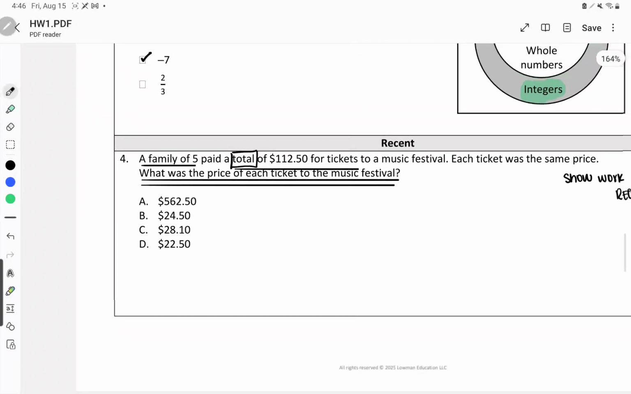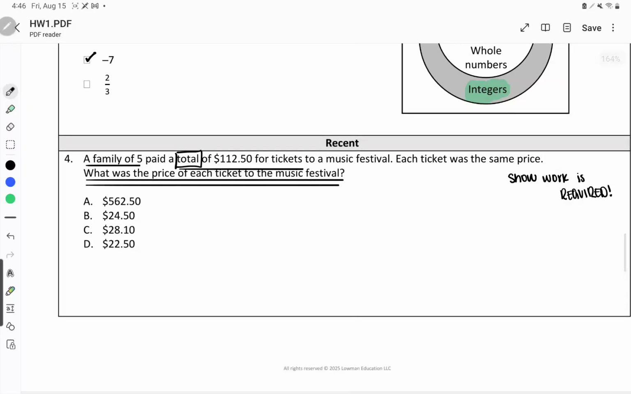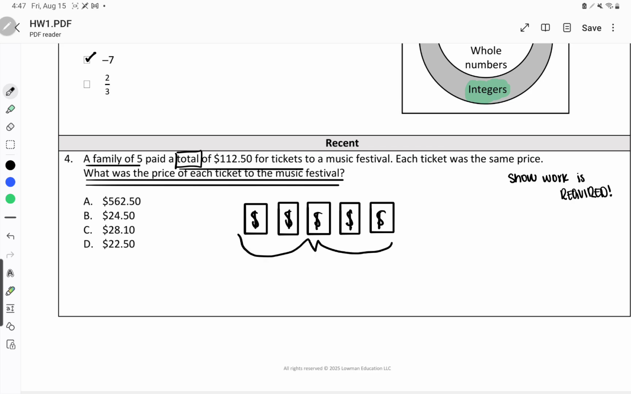All right. A family of 5 paid a total of $112.50 for tickets to a music festival. Each ticket was the same price. What was the price of each ticket to the music festival? So I'm going to draw a picture real fast. Each one of these tickets, I drew 5 tickets, cost the same amount of money. We just don't know how much money it was. We do know that for all of these tickets, they paid a total of $112.50. And we know that all of the tickets cost the same.